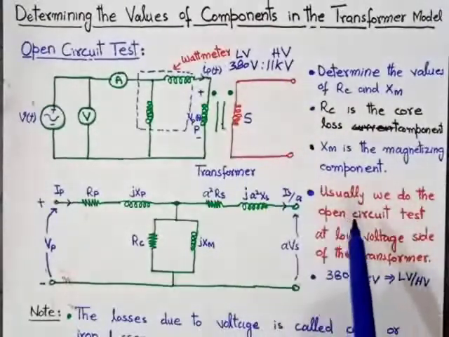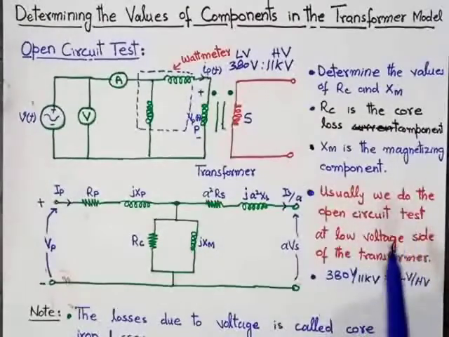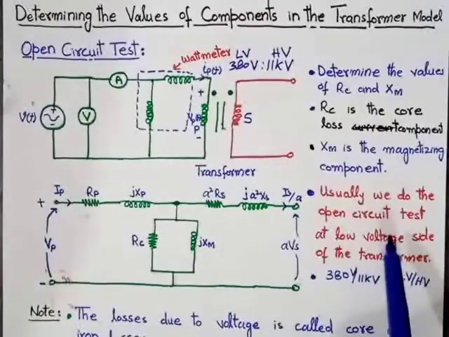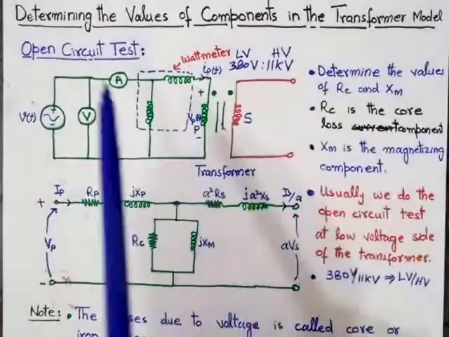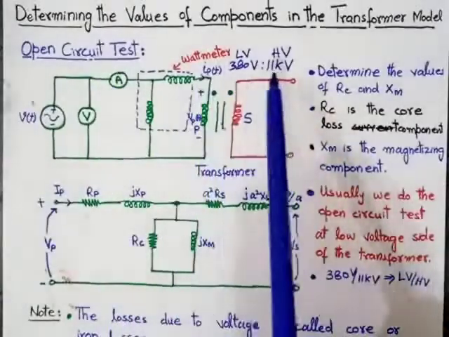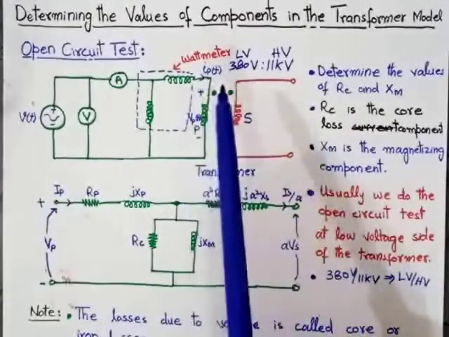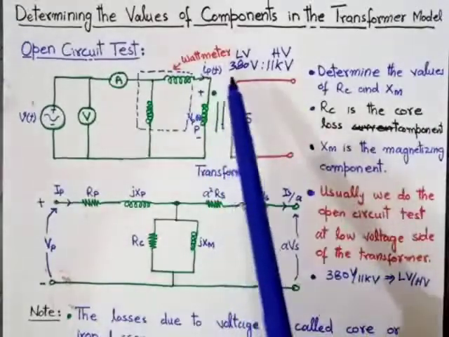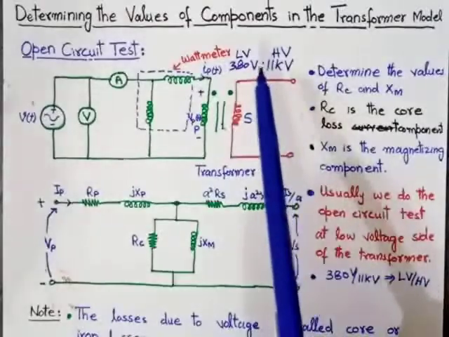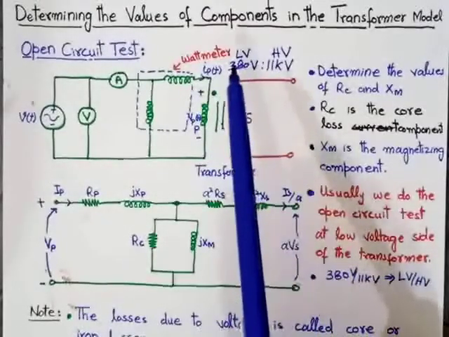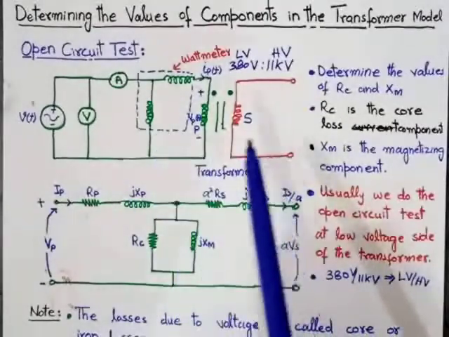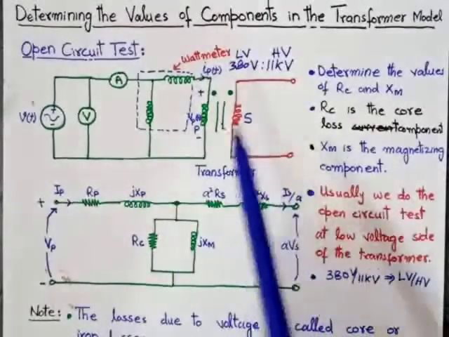So we usually do the open circuit test at the low voltage side of the transformer. This is a very important point. We perform the open circuit test of the transformer at the low voltage side. It means, first of all, we will determine the low voltage side of the transformer. According to this ratio, the low voltage side is the primary side and the high voltage side is the secondary side.